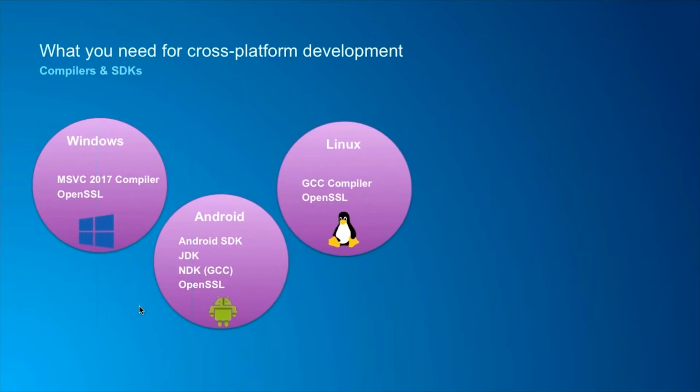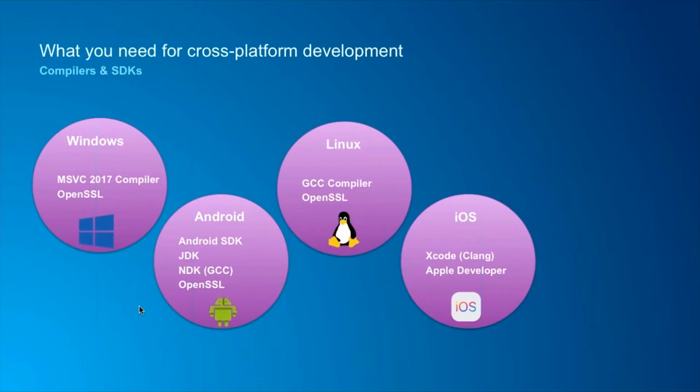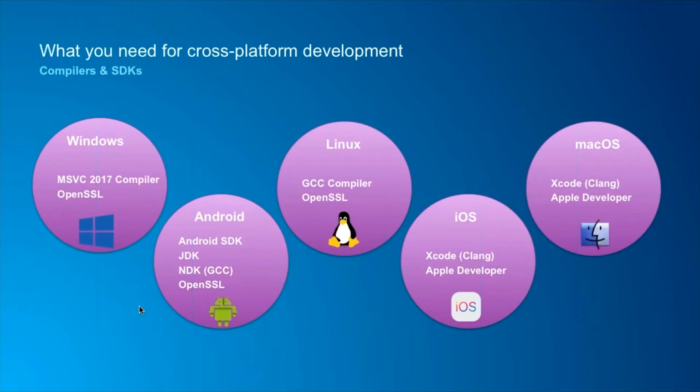For Linux, you'll simply need the GCC compiler, and again, OpenSSL. For iOS, you'll need to install Xcode, which will give you access to the Clang compiler, and it will also give you access to the various command line build tools that Xcode provides. You'll also need to join the Apple Developer Program, which will give you access to provisioning your devices for testing, so you can actually build your applications and deploy those applications to your various test devices. And finally, for Mac, you'll also need to install Xcode, so you get access to Clang and the build tools, and you'll need to join the developer program.